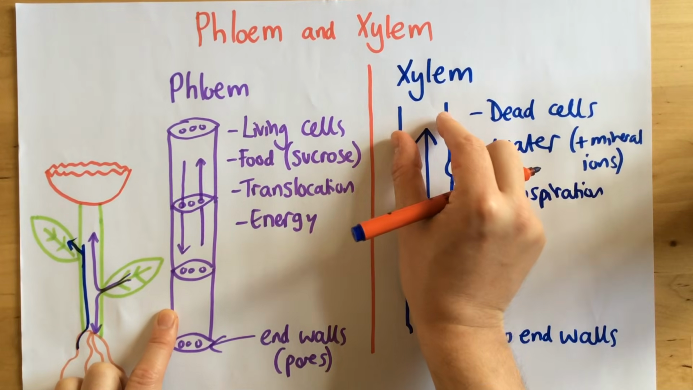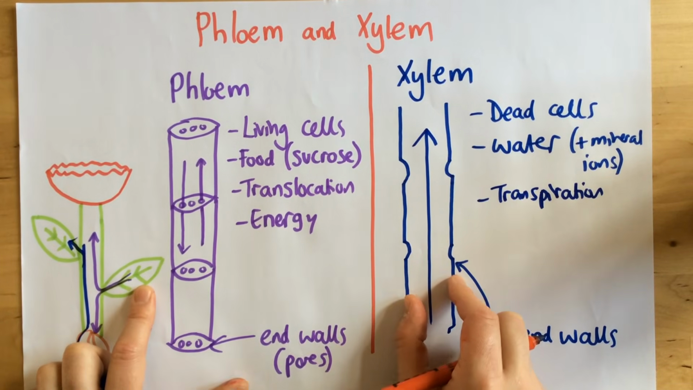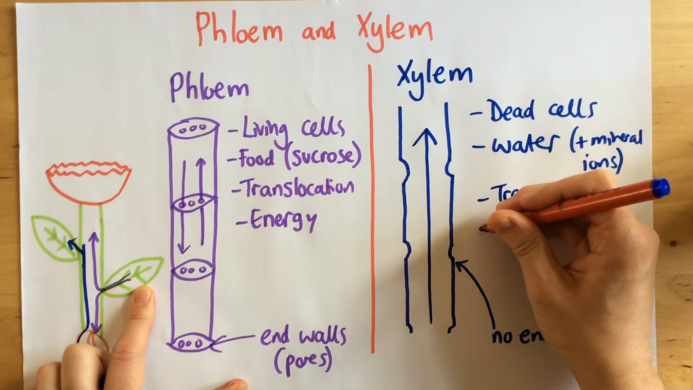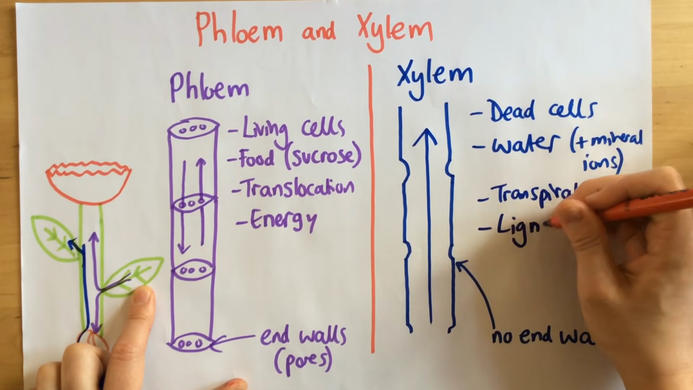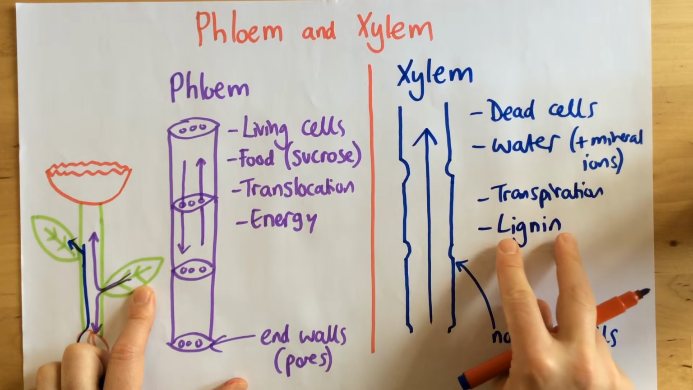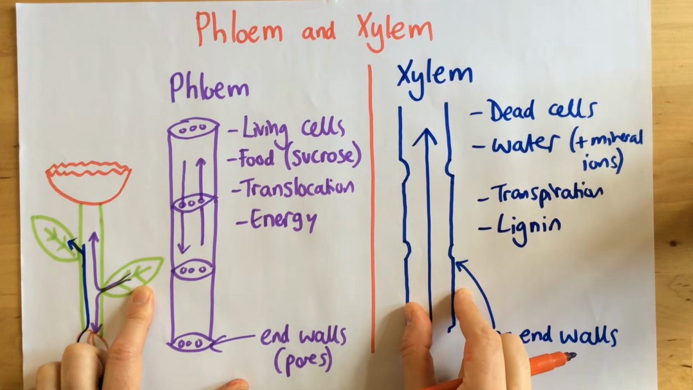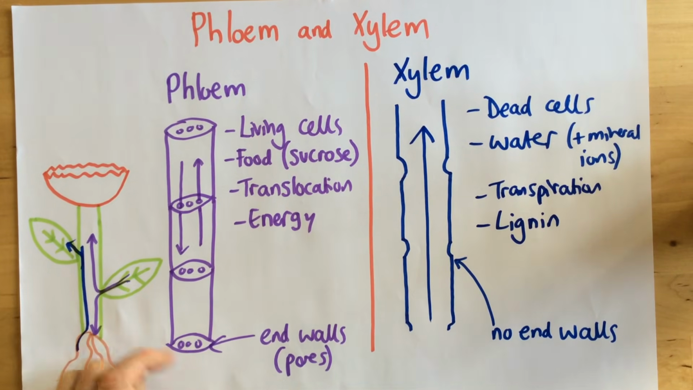Now, the final thing we need to know before we just move on to our summary is the walls of this xylem are strengthened by something called lignin. So lignin is a substance which just strengthens these walls and allow it to operate as it does.